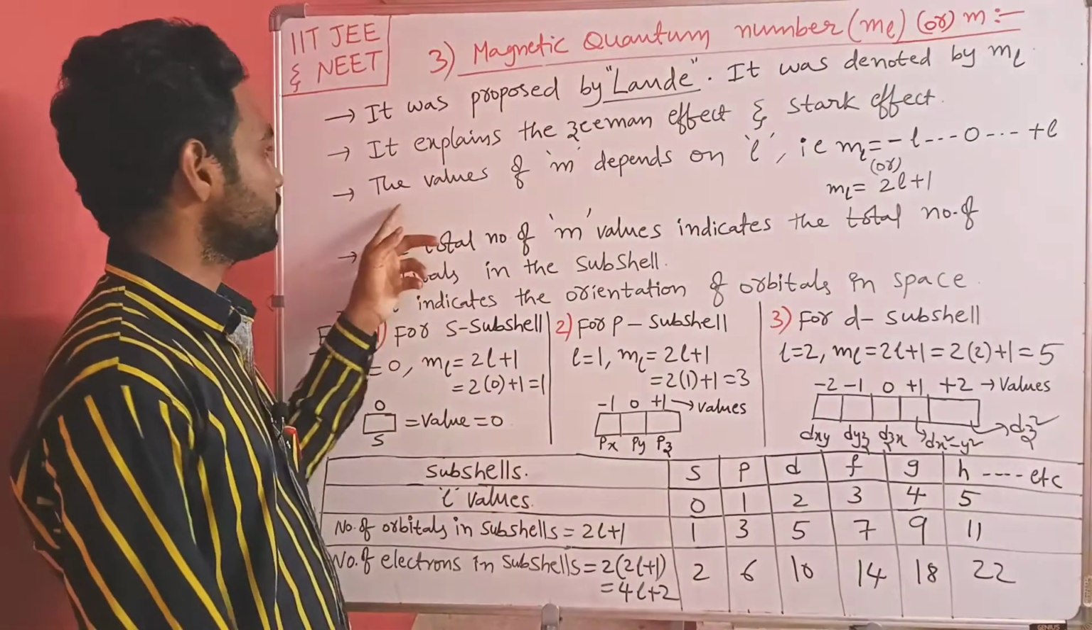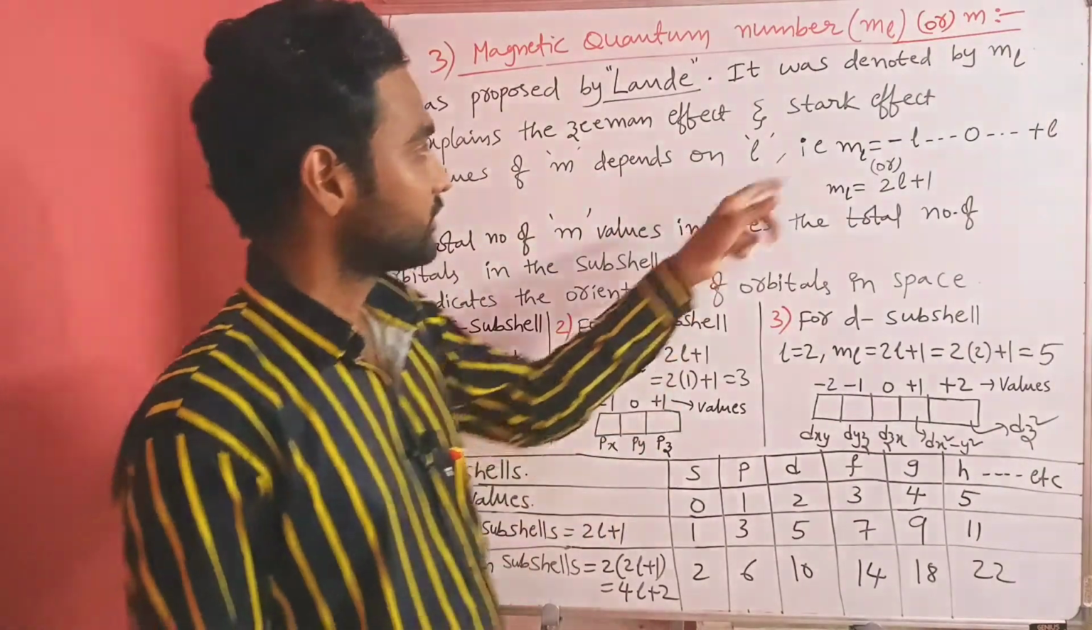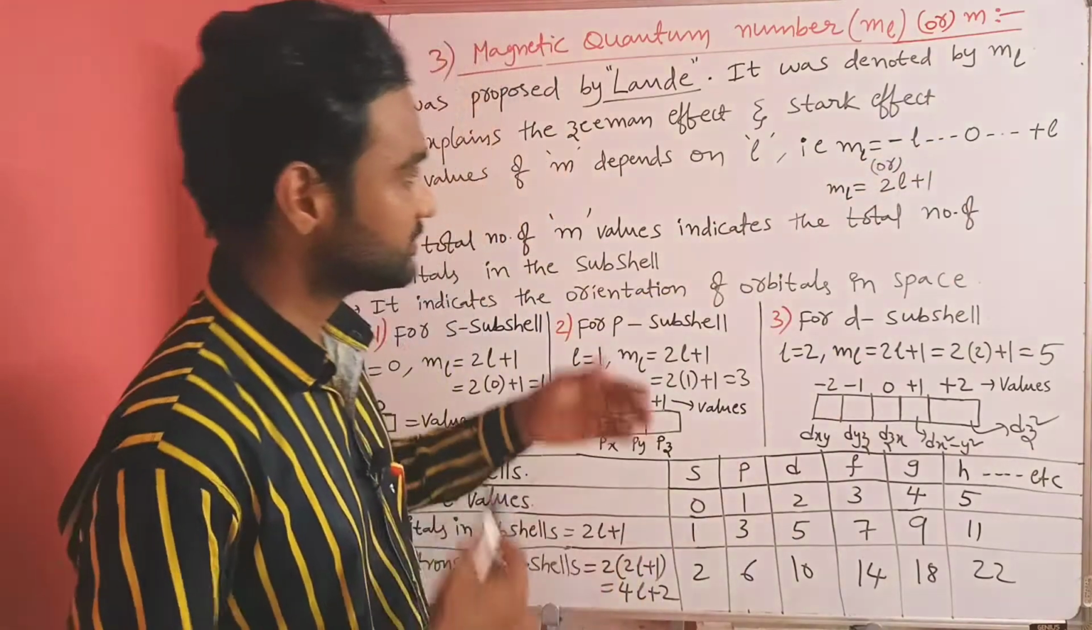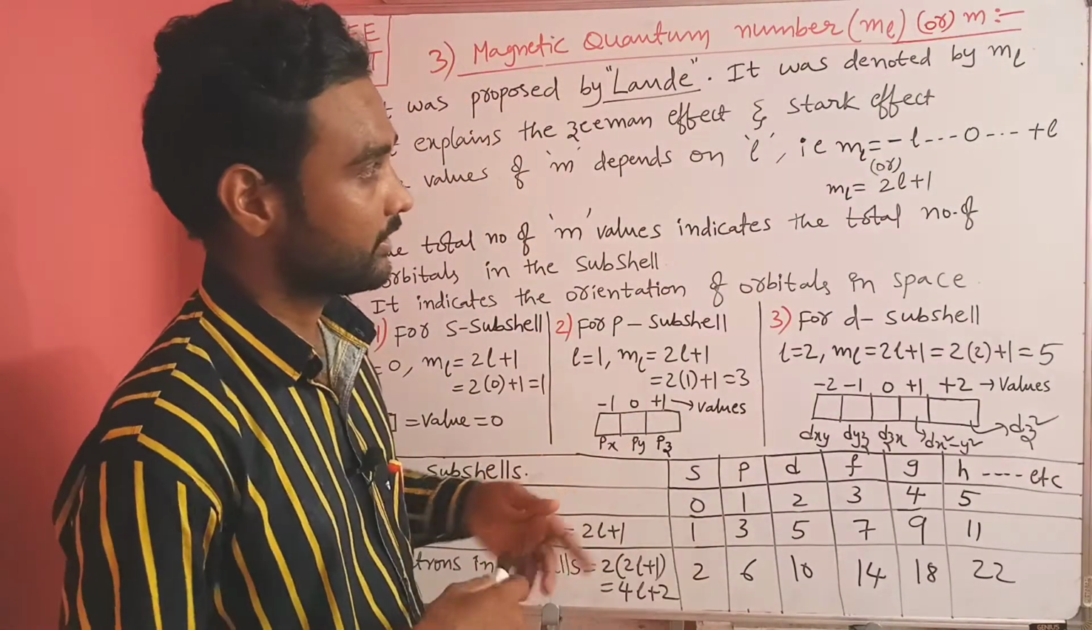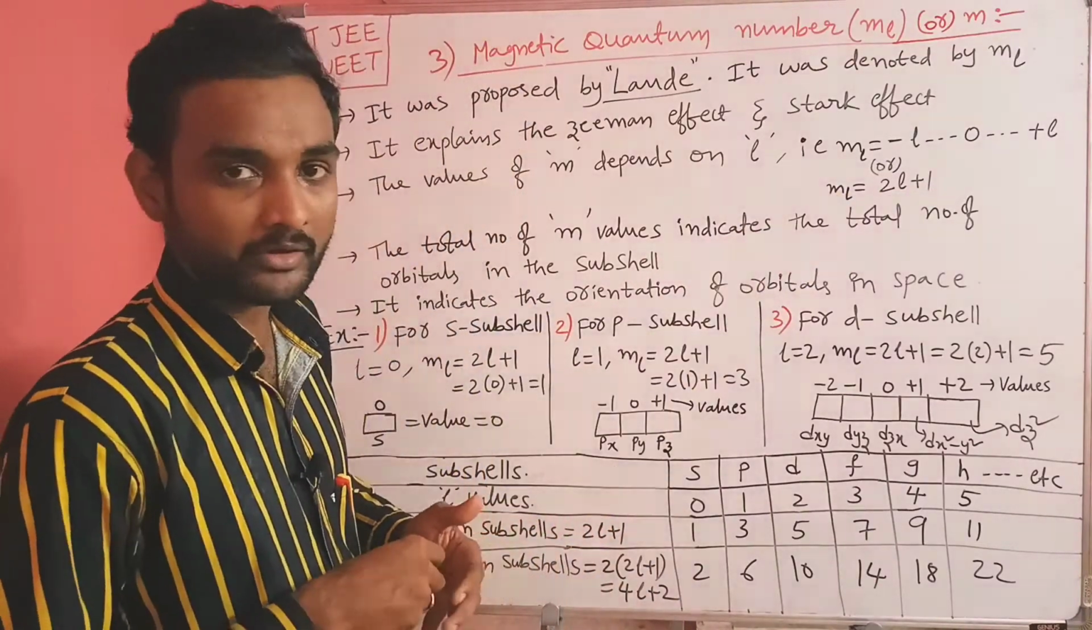See next, the values of m depend on L. L means angular momentum quantum number. That is ml is equal to minus L and so on to 0 and so on to plus L. It means minus L to 0 to plus L, or otherwise one formula is there, the number of ml values is equal to 2L plus 1. Here L means angular momentum quantum number.